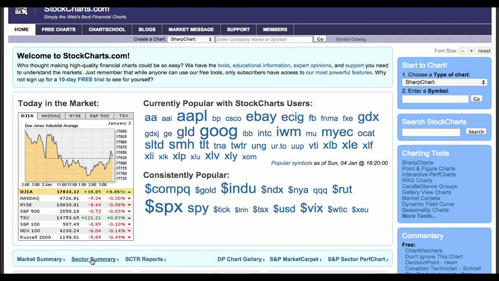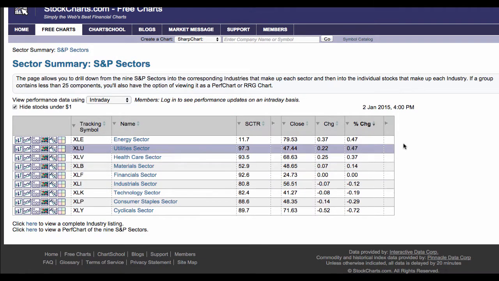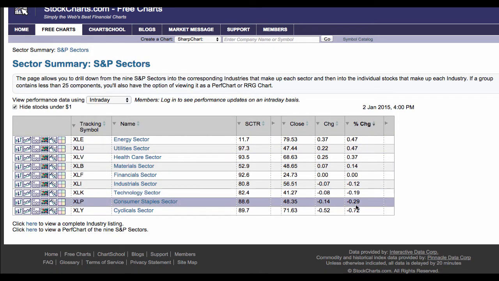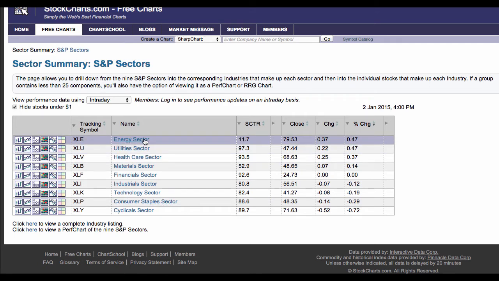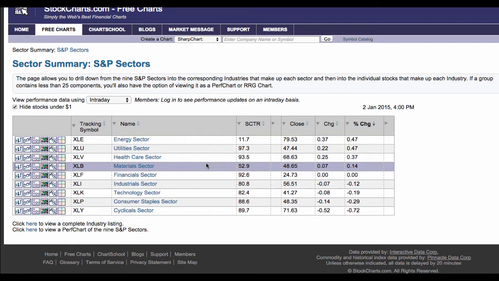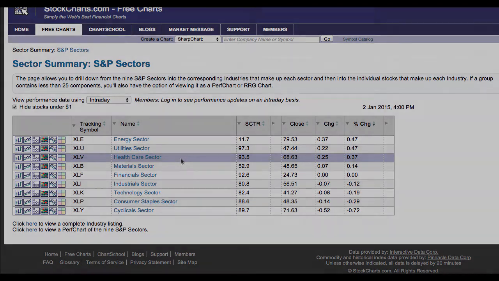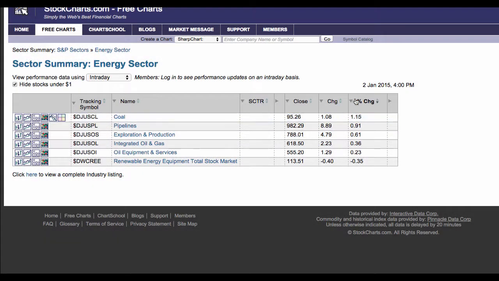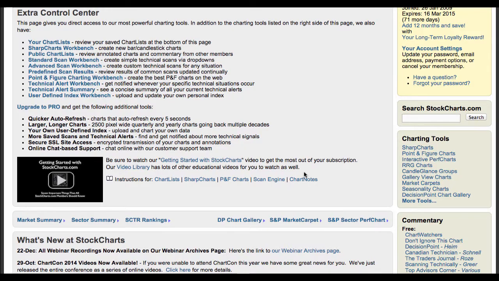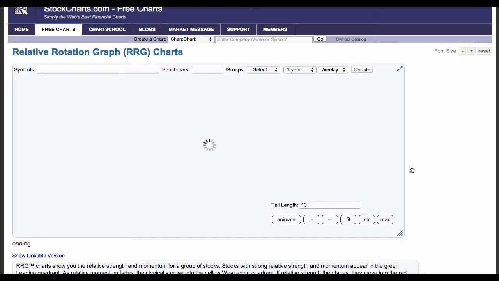Let's take a look at the sector performance on Friday. Ranking by percent change, we can see that energy and utilities had quite a nice day, as well as healthcare. So we'll be looking at those sectors in particular when we're thinking about setups going into Monday. Looking at energy, again sorting by percent change, we see coal, pipelines, exploration and production, integrated oil, oil equipment and services, and renewable energy.